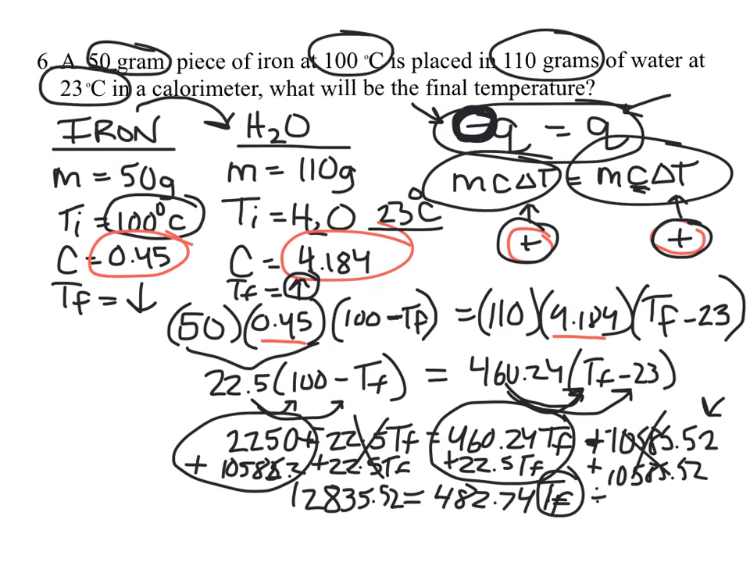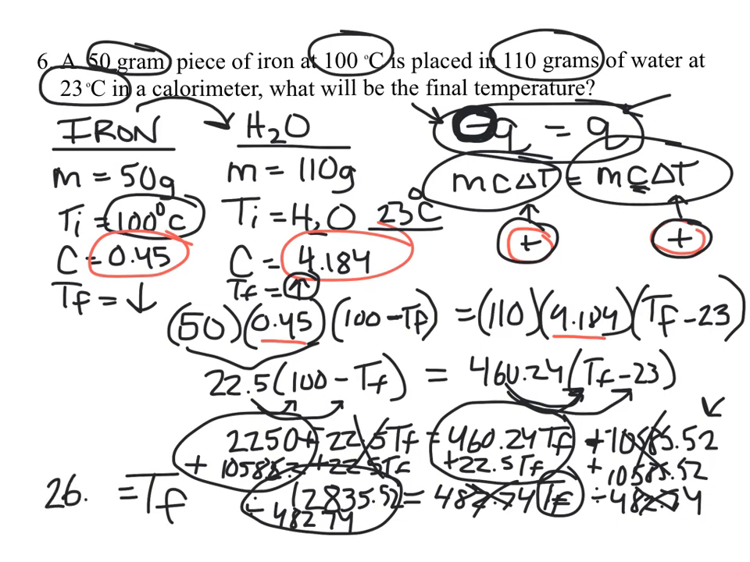So I need to divide both sides by 482.74. Sorry, I'm running out of room there. That will cancel that out and that out, so I'm left with TF on the right side. And when I take 12,835.52 divided by 482.74, I end up getting about 26.6 degrees Celsius for my final answer.